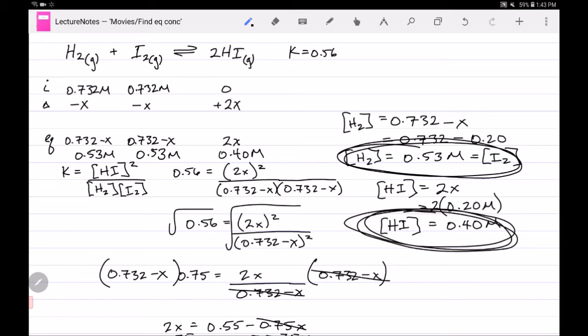So we're going to use an ICE chart to figure that out. Initial concentration, change in concentration, and equilibrium concentration. Now when you use an ICE chart, it's very important that you're working with either pressure or molarity. You can't work with moles. You cannot work with moles when you're doing an ICE chart for an equilibrium problem.